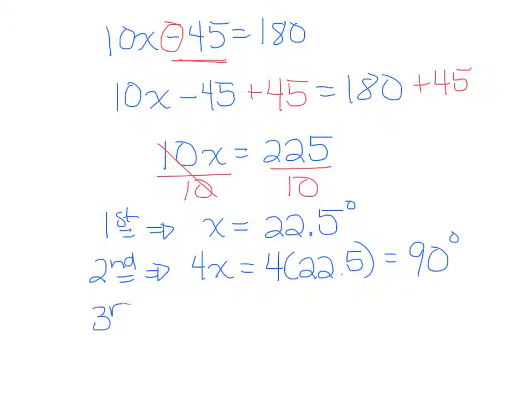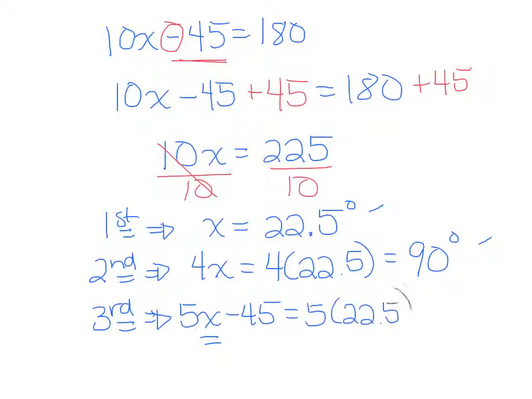For the third angle, we could do this one of two ways. We can take our expression and plug in 22.5 there, or we could take 180 and subtract 90 and 22.5. And just for the simplicity of staying consistent, I'm going to plug in 22.5 into this expression. And if we simplify this expression, we get 67.5.